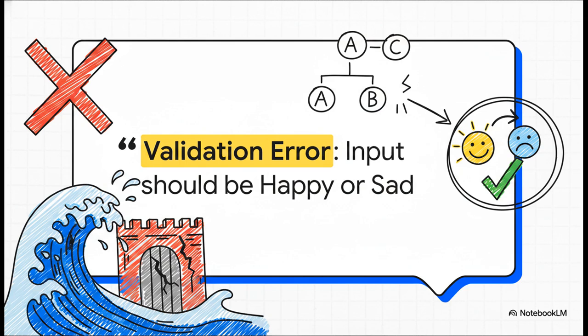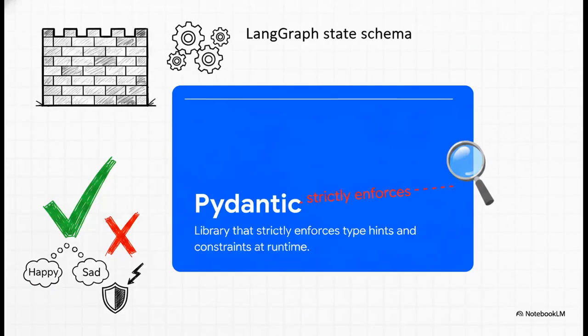Validation error. Input should be happy or sad. I know. Celebrating an error message sounds crazy, but trust me, in production, a loud crashing error right at the front door is infinitely better than a silent bug creeping deep into your pipeline. This error means our system caught the bad data and rejected it before the agent ever processed it. The hero making this happen is Pydantic.